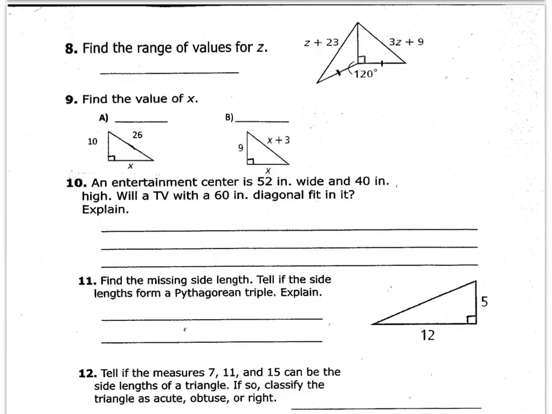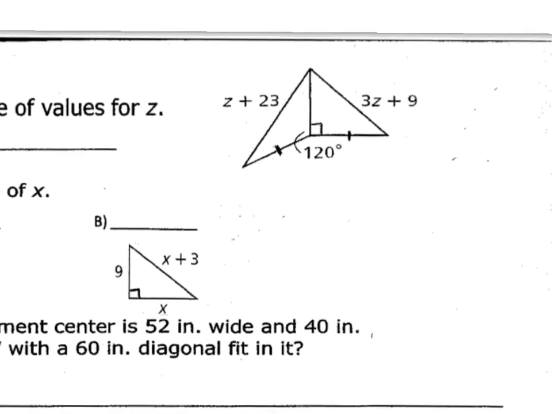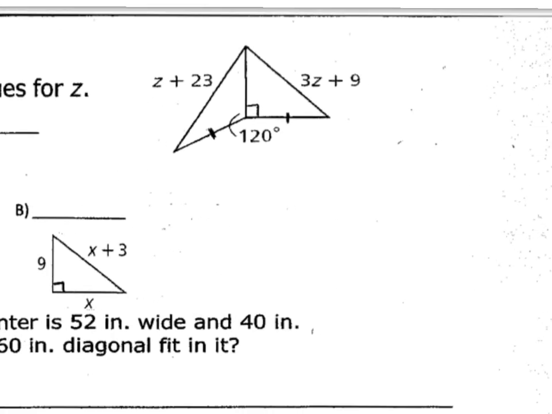For number 8, you have to not only compare but solve for the variable. And once you find the variable, you have to go with the minimum value because you don't want negatives. So for this one, let's look at the angle. The angle given here is 120, and over here is how many degrees? 90, okay. So first, set up an inequality. I'm going to say z plus 23 must be greater than 3z plus 9. And then from there, I have to solve for z.